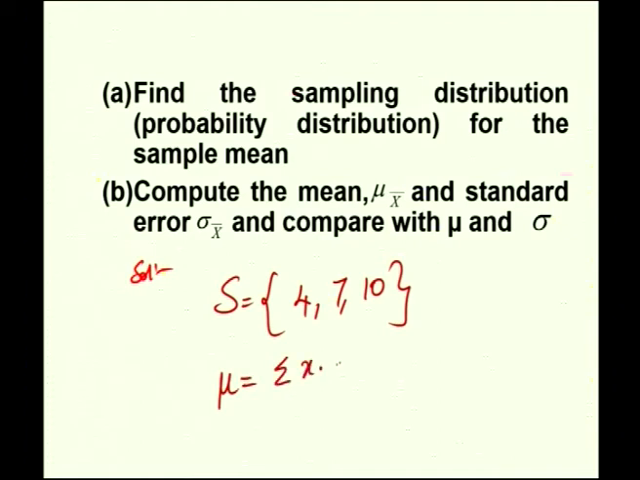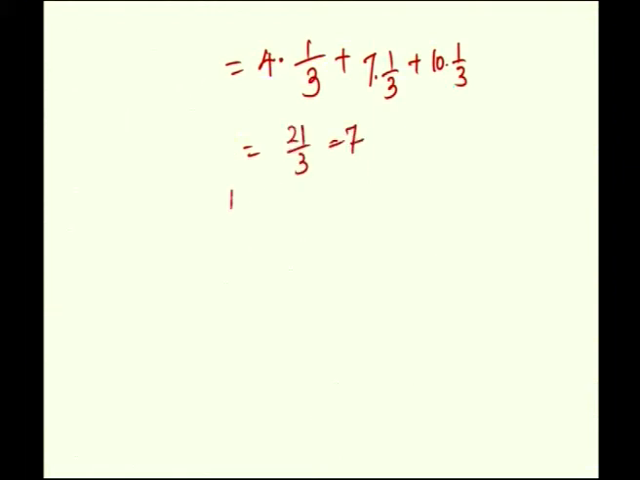summation x into p of x. This is the usual calculation of the mean, the expectation of random variable x, E of x is equal to summation x into p of x. This way of calculating the mean we have already seen in Statistical Methods 1. So, summation x into p of x is 4 into its probability 1 by 3, plus 7 into 1 by 3, plus 10 into 1 by 3. This calculation gives you 21 by 3, which is equal to 7. So, mu is equal to 7, that is, the mean is equal to 7.